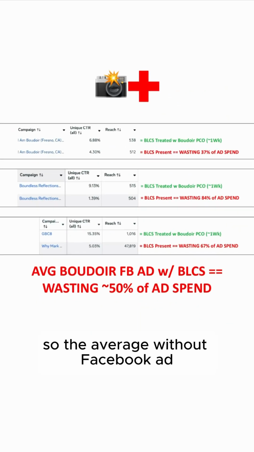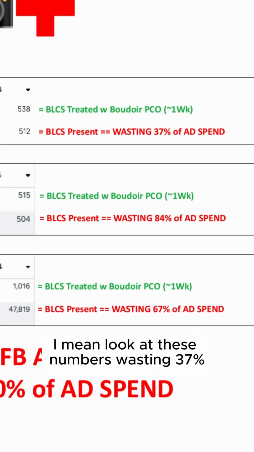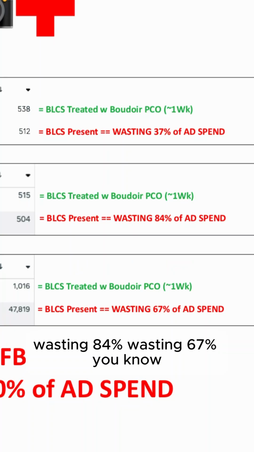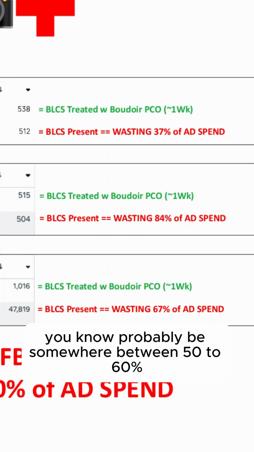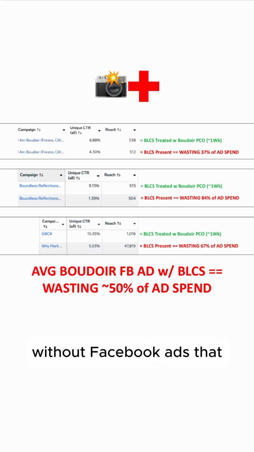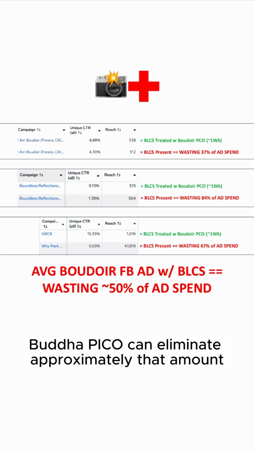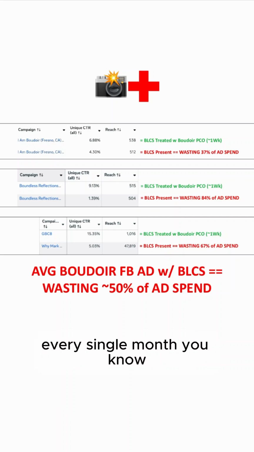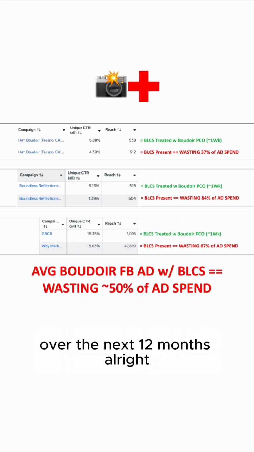So the average Boudoir Facebook ad with BLCS is wasting about 50% of its ad spend. I mean, look at these numbers: wasting 37%, wasting 84%, wasting 67%. Take the average. It'll probably be somewhere between 50 to 60%. Which means for those spending more than 10 grand a month on Boudoir Facebook ads, about 5K is being wasted. Boudoir Pico can eliminate approximately that amount and put it back into the advertiser's pocket every single month. So approximately 60K over the next 12 months.